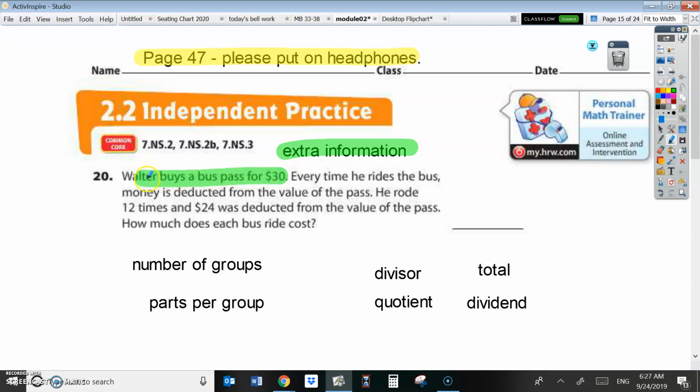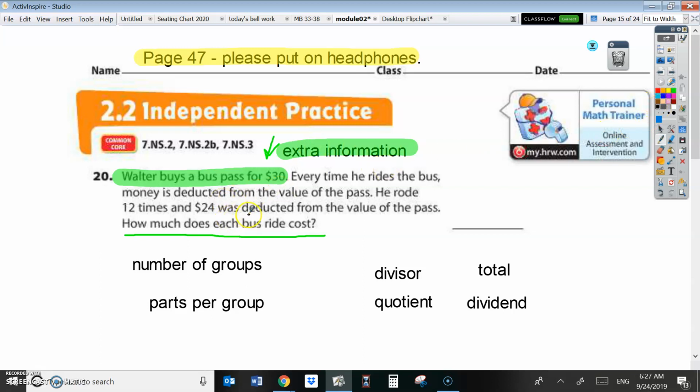This here is extra information. They're asking a different question. What they're asking here is how much does each bus ride cost? This is extra. You don't need that. So now look at what you do need.